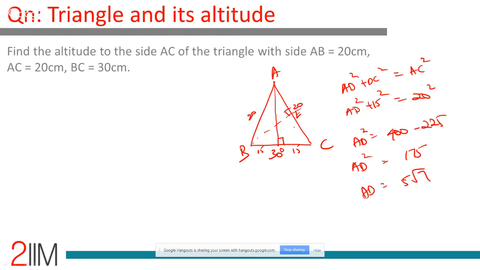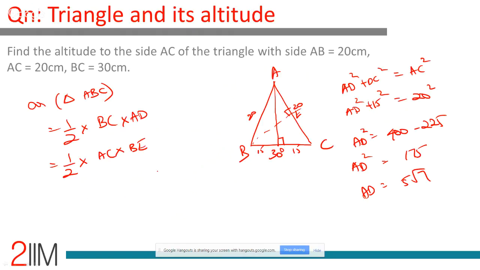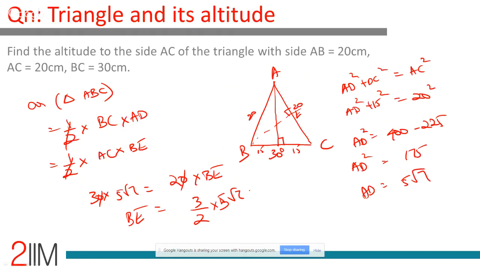Or there is this wonderful method available for us, which is the area of triangle ABC. Area of triangle ABC is half into BC into AD. Tellingly, it is also equal to half into AC into BE. Brilliant, you're through. BC into AD is AC into BE. 30 into 5√7 equals 20 into BE. Bang, bang, bang. Or BE equals 3/2 into 5√7, 7.5√7 or 15/2 √7.